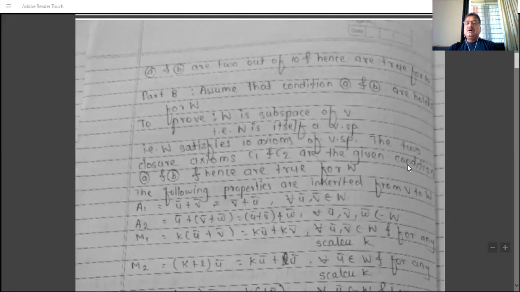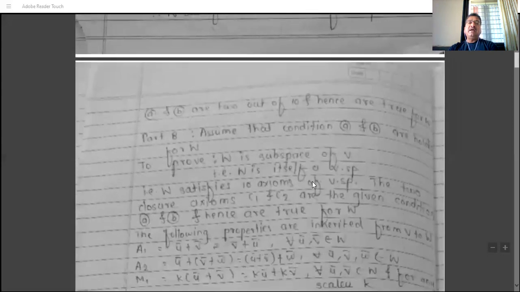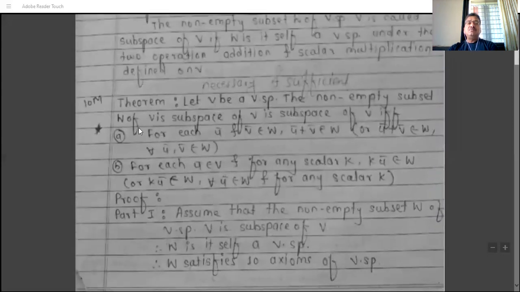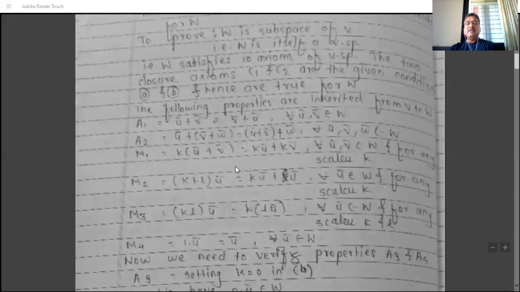The two closure axioms C1 and C2 are the given conditions A and B, and hence are true for W. So we have to prove the 10 axioms, and out of those, A and B are our assumptions, and these are the closure axioms C1 and C2. So W satisfies the two closure axioms C1 and C2, and hence they are true for W. Now we have to show the remaining 8 properties.